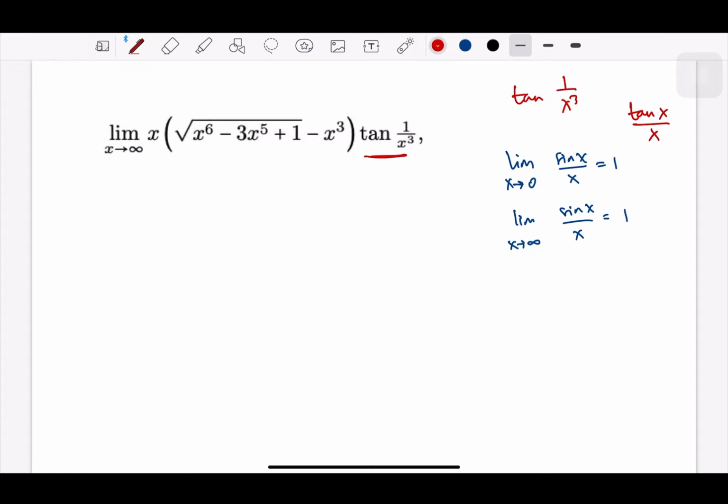And of course, if we have tangent, this is also similar or equivalent with the sine. So we can have sine x over cos x over x, right? Because cosine is going to be 1, so it will be similar with the sine.